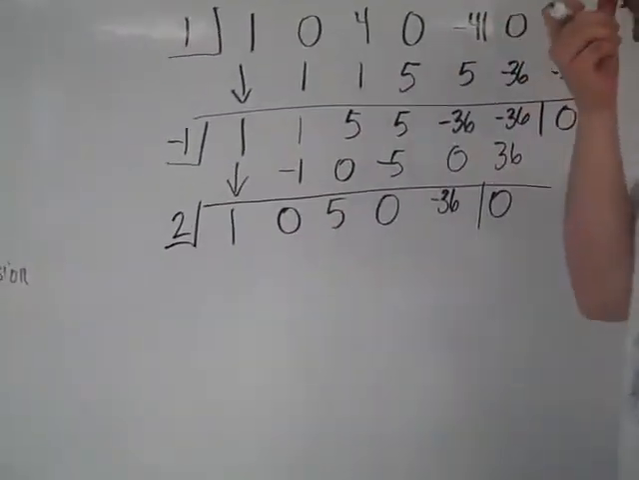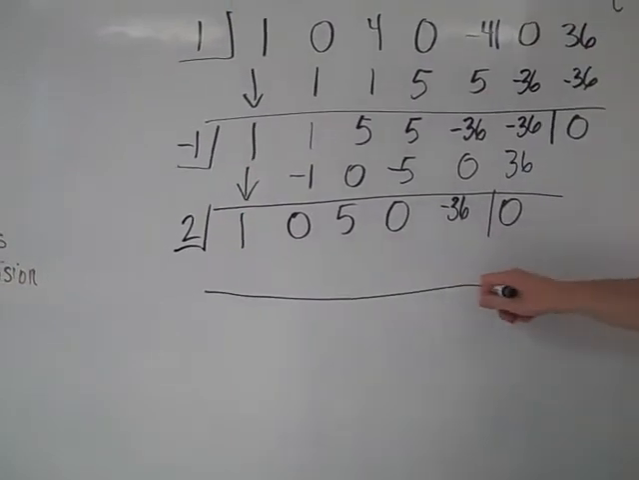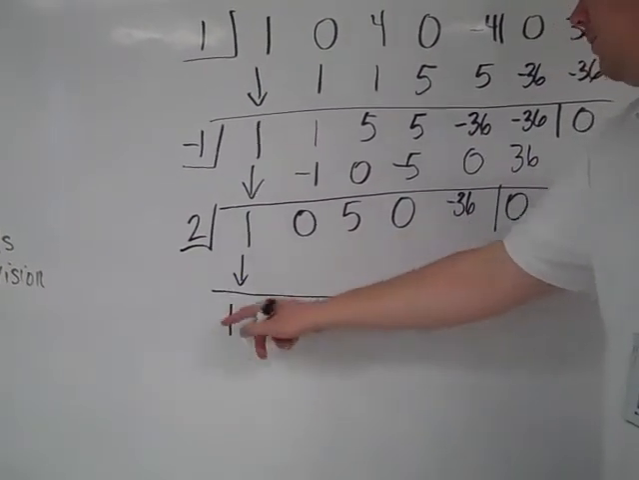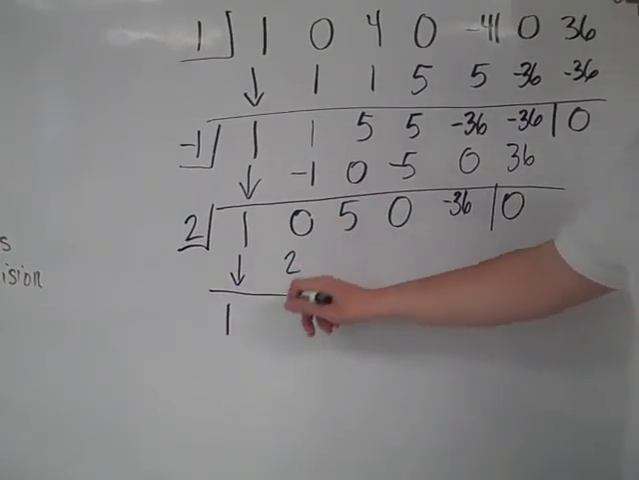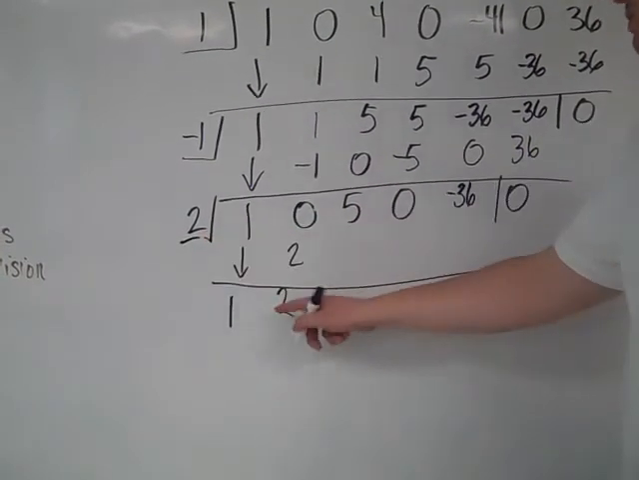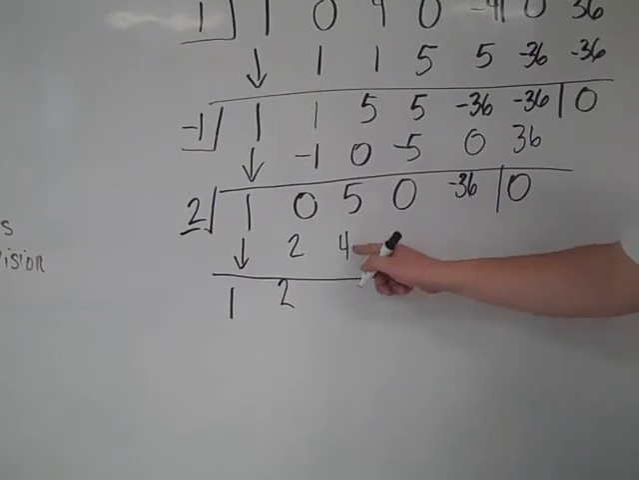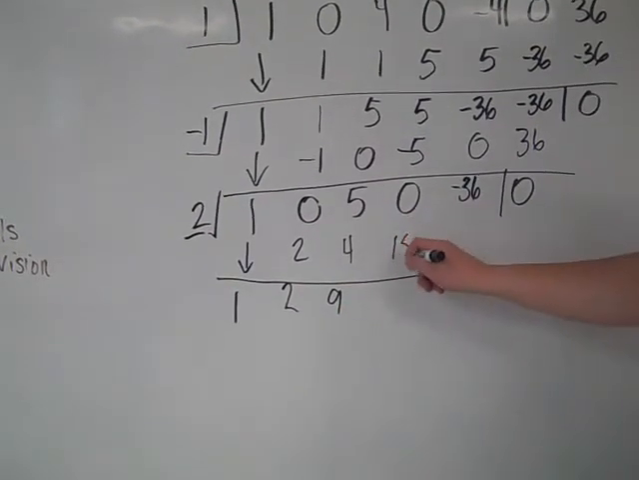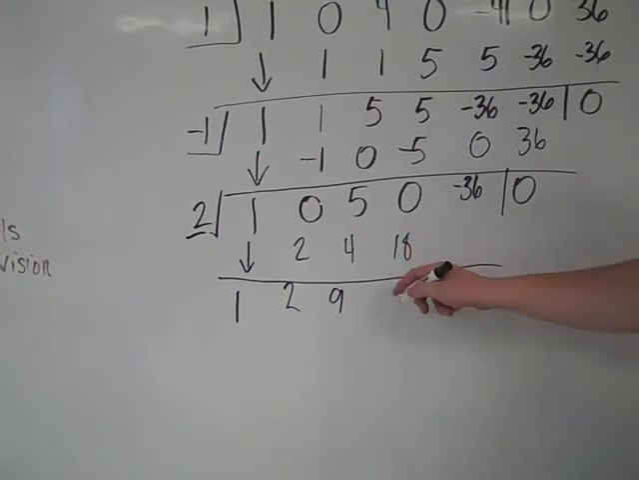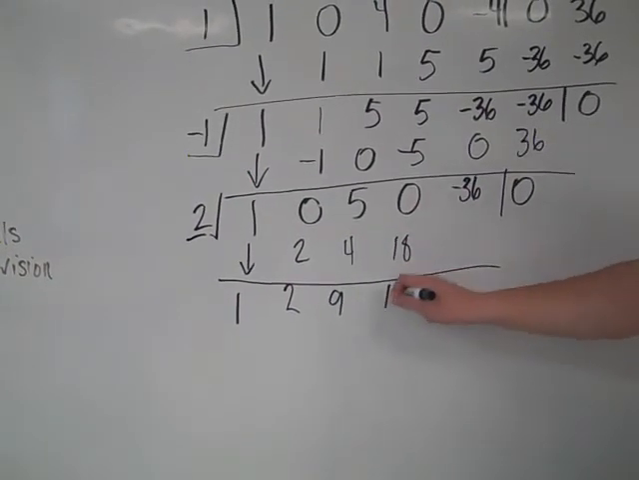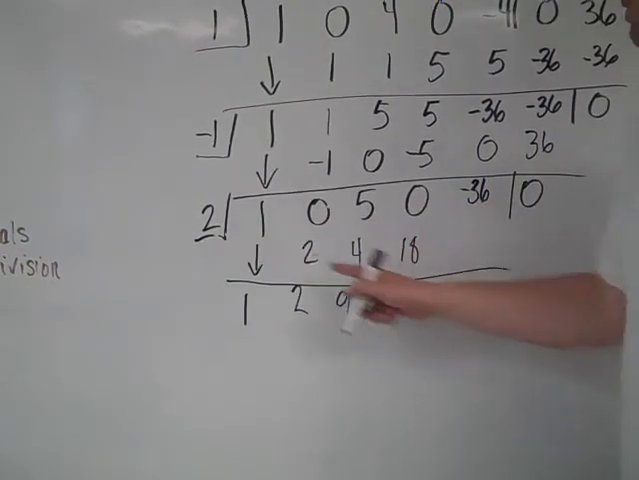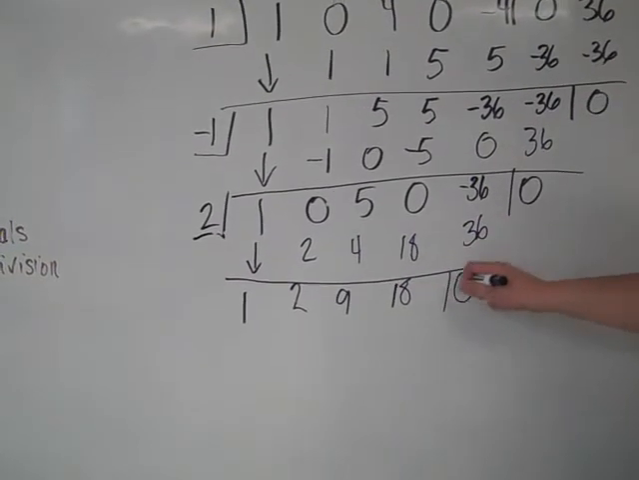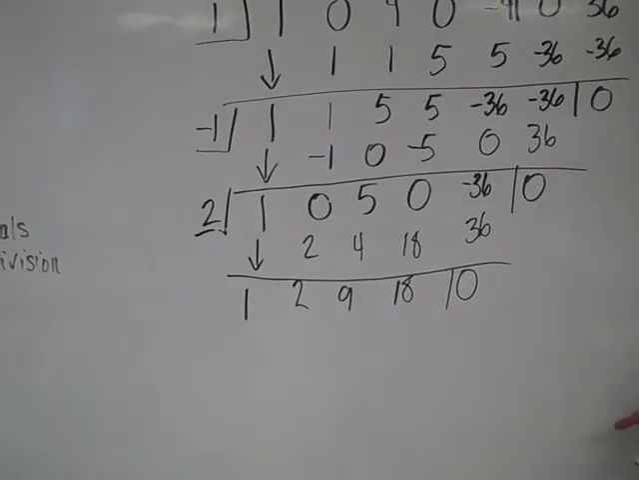Alright, so if I try 2, back to synthetic division, bring this down. So I bring down my 1. 2 times 1 is 2. 0 plus 2 is 2. 2 times 2 is 4. 5 plus 4 is 9. 2 times 9 is 18. 0 plus 18, excuse me, is 18. 2 times 18 is 36. Look at that, I'm lucky again. I get another remainder of 0.